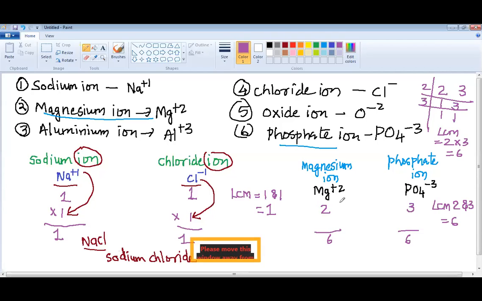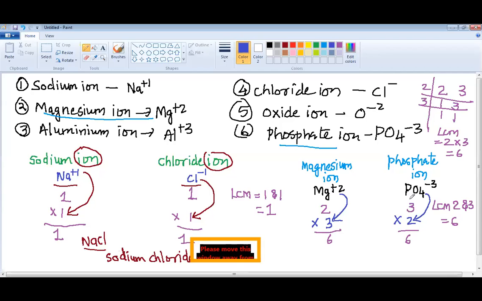Now, my dear students, we need to decide what number we should write here so that we get 6. Can you tell me what number I should multiply with 2 so that we can get 6? No worries, dear students. 2 3's are 6 and 3 2's are 6. So here you can easily draw an arrow, and by drawing the arrow you can easily understand how to write the formula of the compound. You need Mg3 and PO4 2.